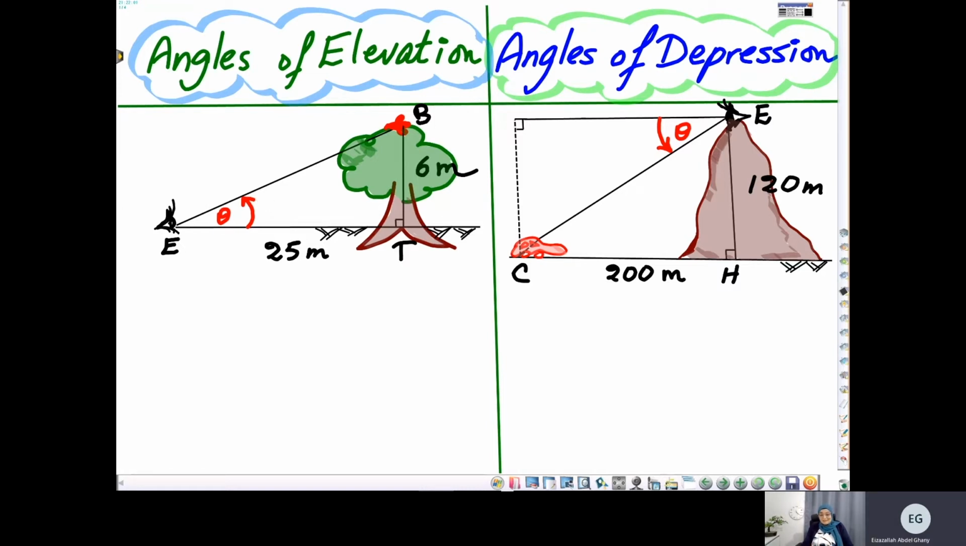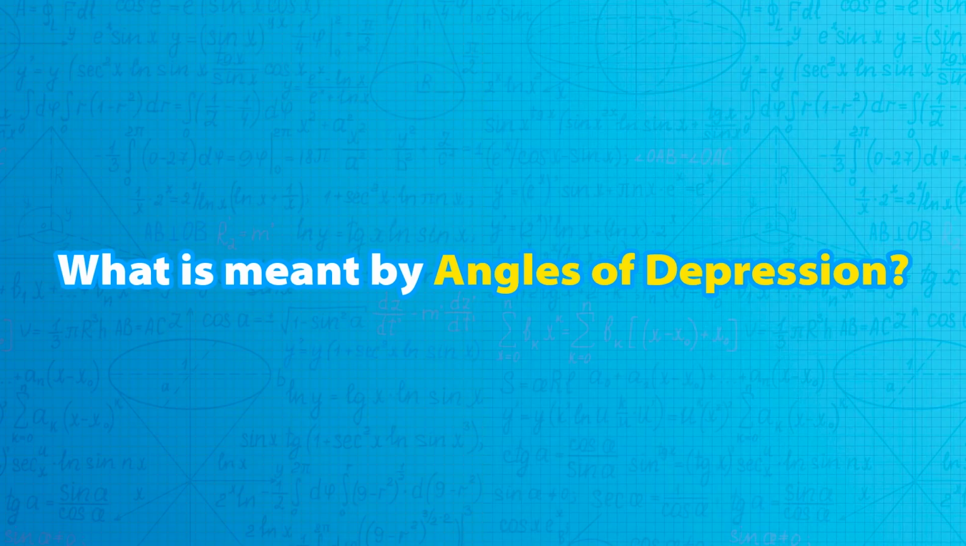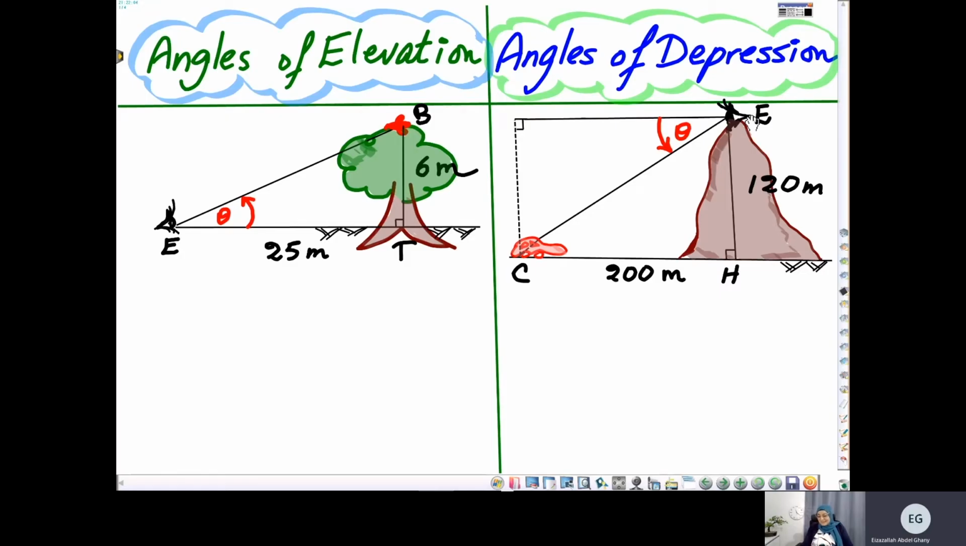Angles of depression, as shown here: your eye is upon a hill and you want to see a car. First of all, there is a horizontal line from which you measure the angle of depression, because your sight will be lowered below the horizontal. Let's start with the angles of elevation.